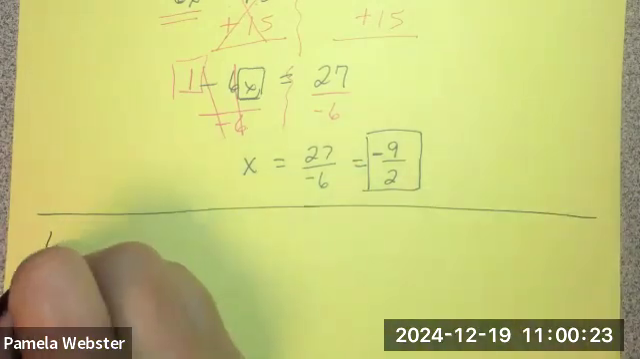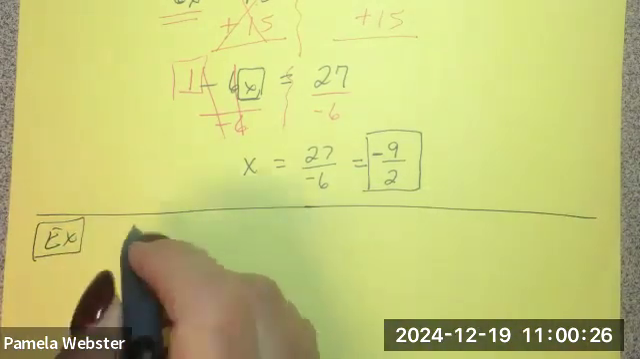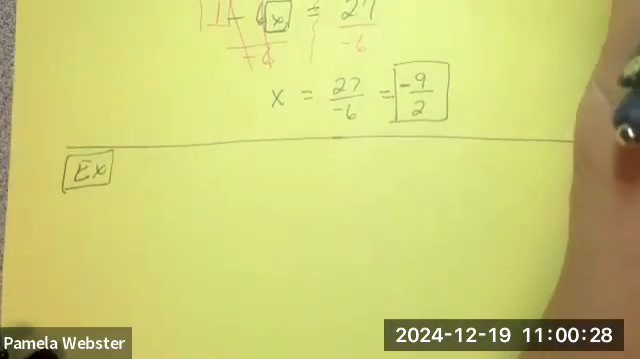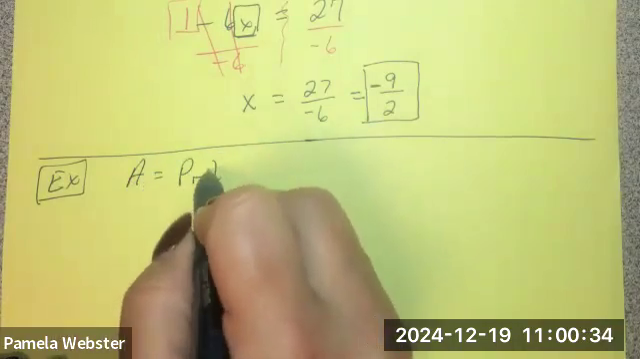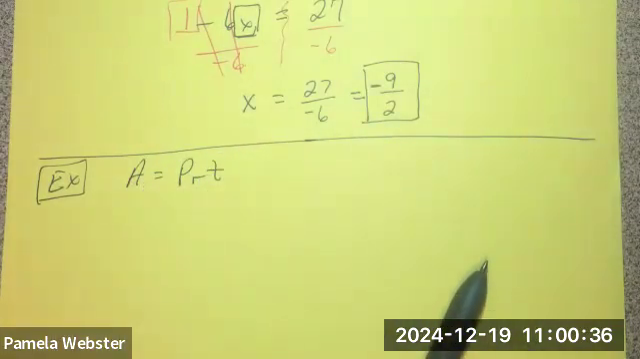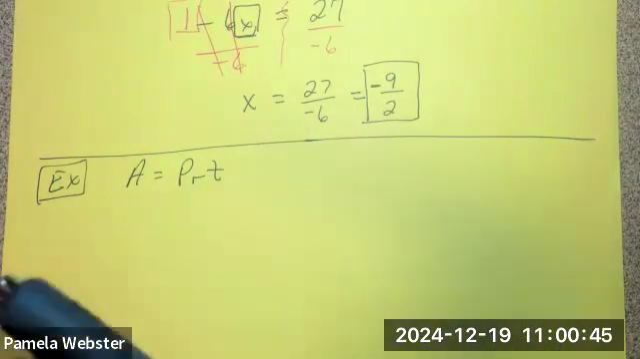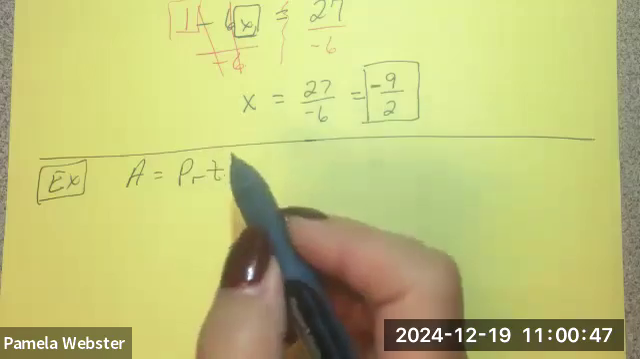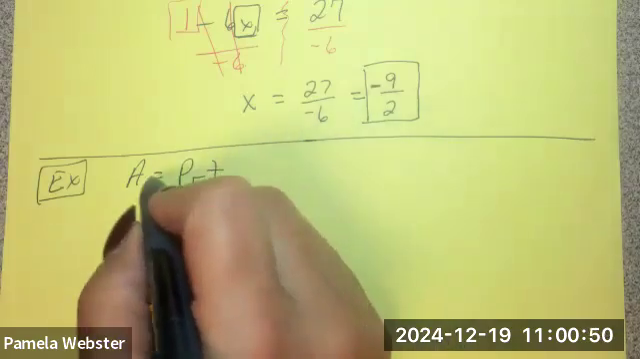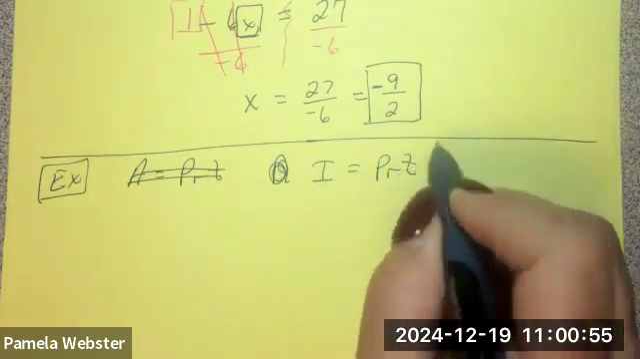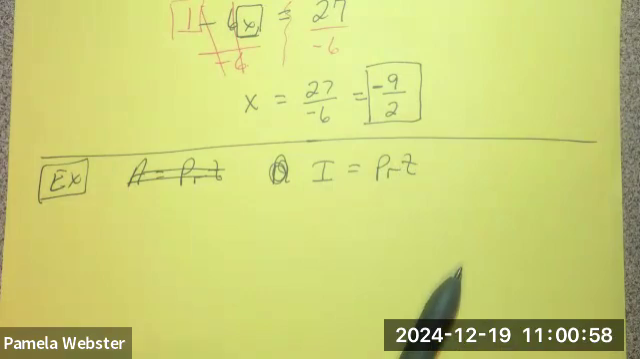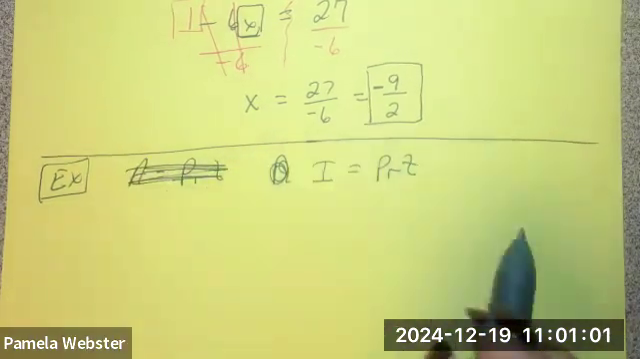One of the things that you will often see happening in this class in particular is you will start with a formula. The formula might be something like A equals PRT. I'm sorry, that is not the correct formula. Let me try again. I equals PRT. There we go. Sometimes I make mistakes too. It's okay. I equals PRT.